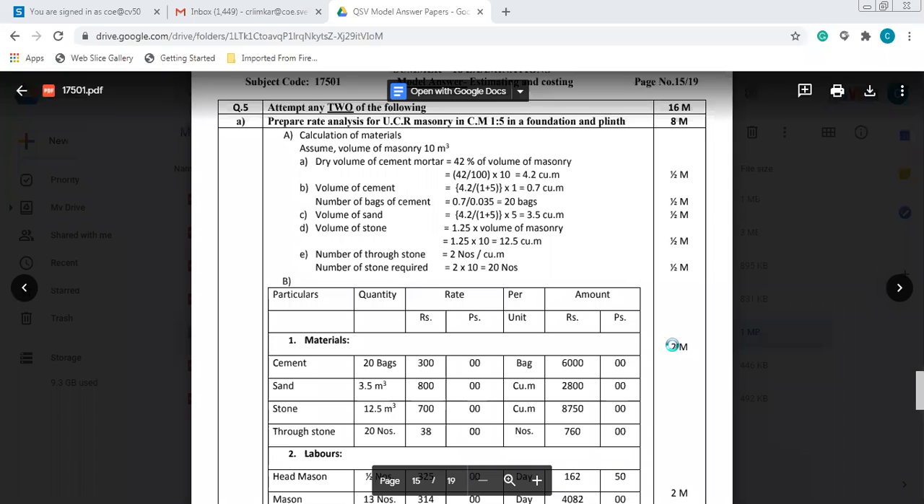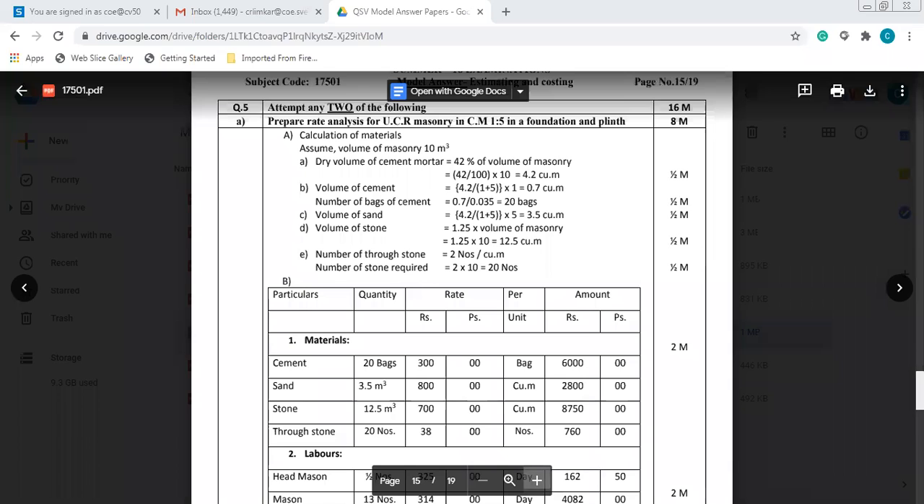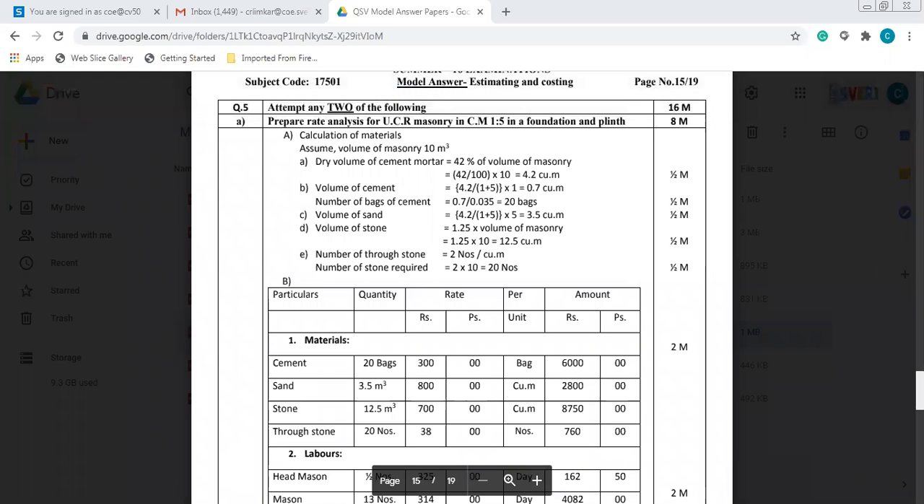Hello everyone, my voice is audible. Hello. My voice is audible and screen is visible to everyone.